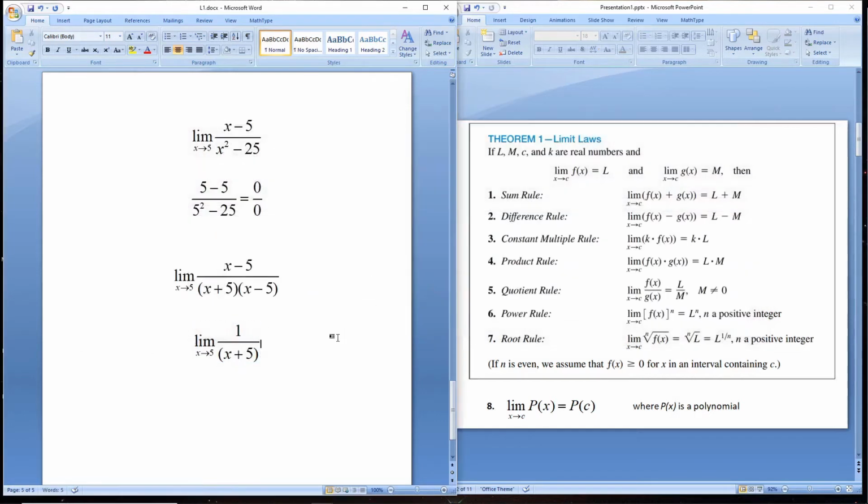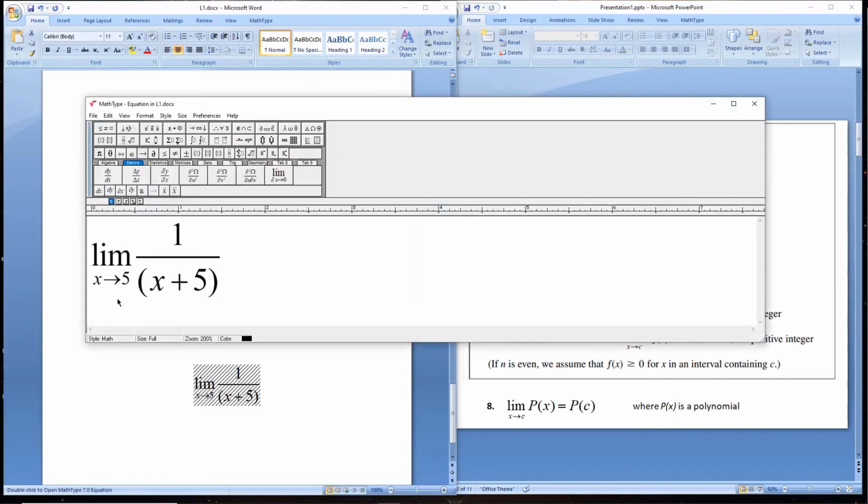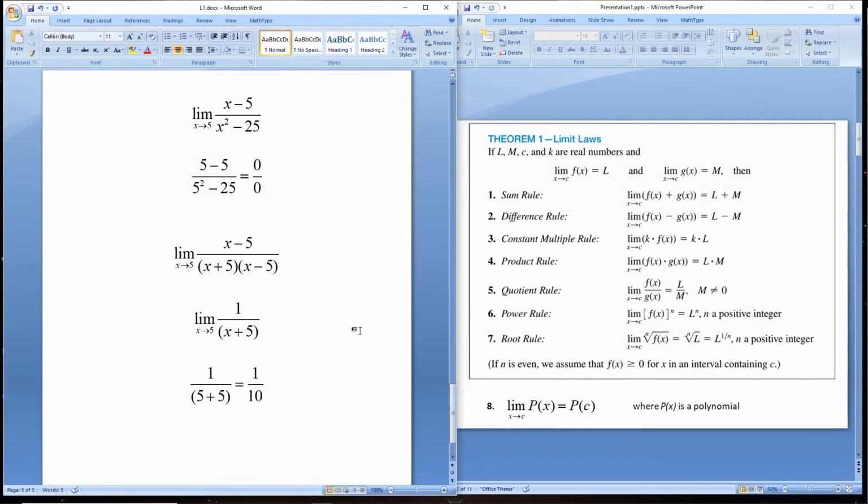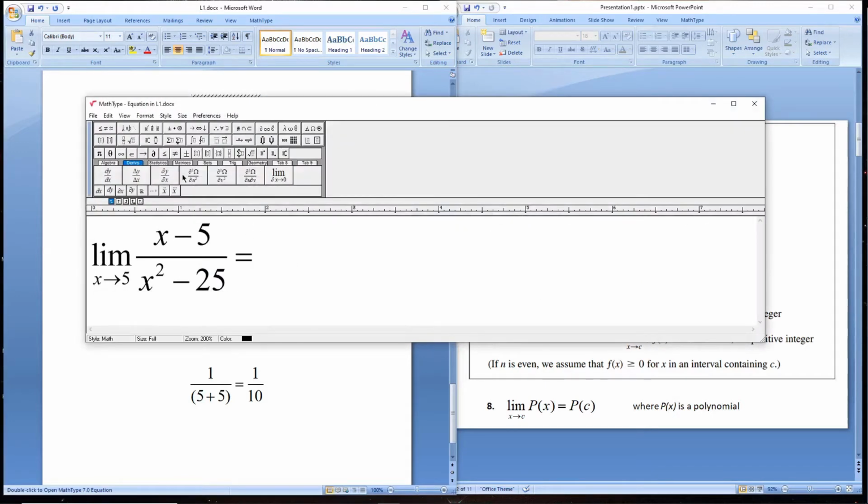Now, did this do anything? I don't know. The only way you're going to know is to check again. So let's check. Let's see if that did anything. Let's plug 5 back in. Well, if we plug 5 back in, we now have an answer. 1 over 10. And that is our answer. The limit is 1/10.